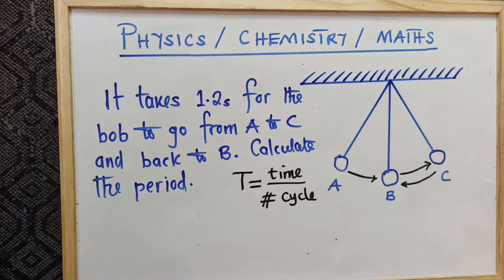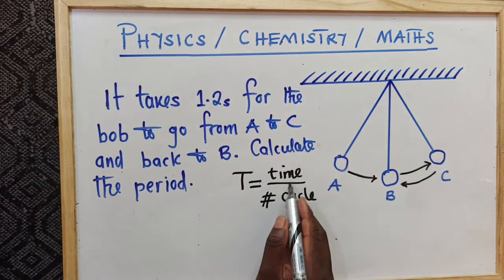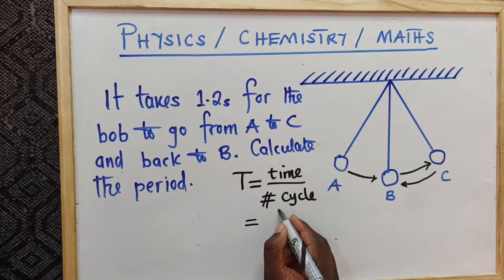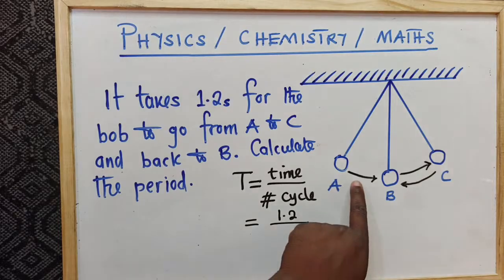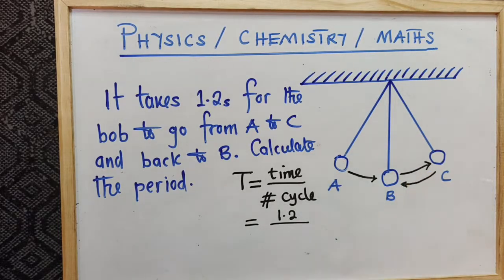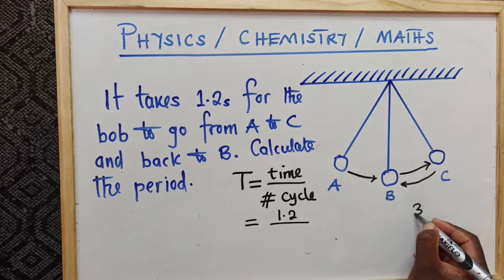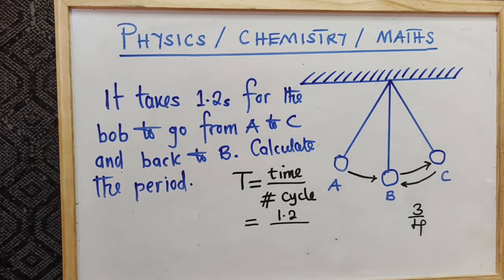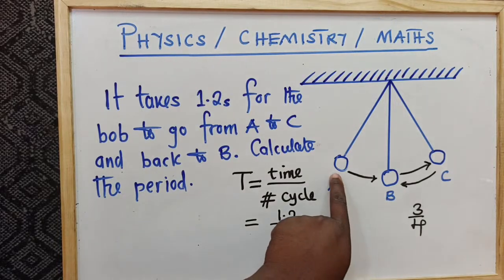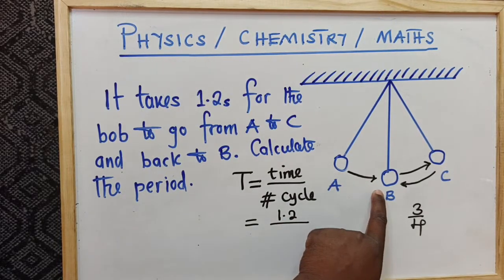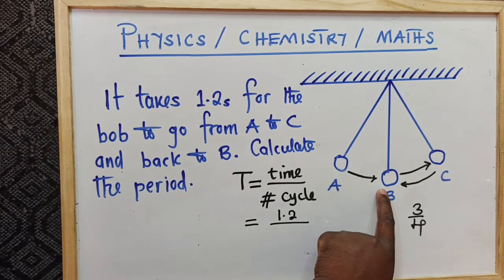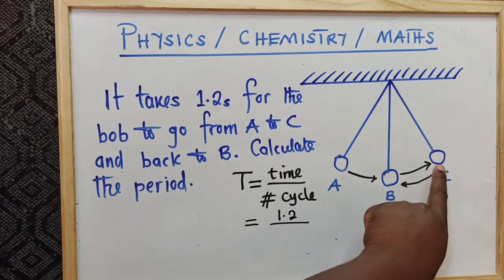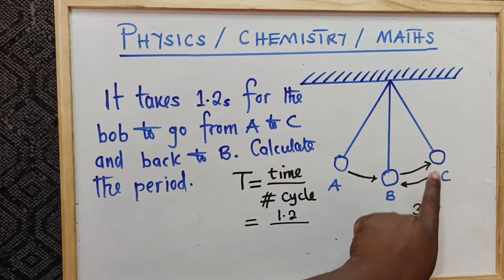To calculate this, we're simply going to say the time is 1.2 over the number of cycles. The number of cycles here, you can just see it's 1, 2, 3, so you're going to say 3 over 4. Let me share something with you. If it moves from A to B, this is 1 over 4. And then from B to C, like A, B, C, these are 2/4. So it will be 2 over 4.